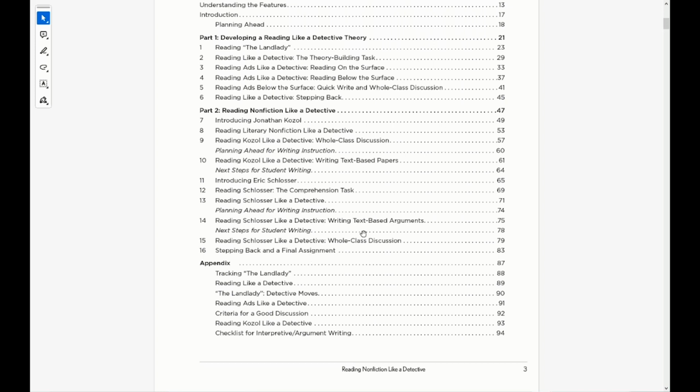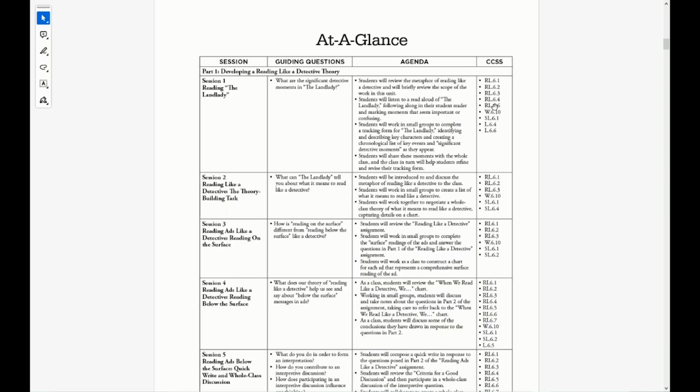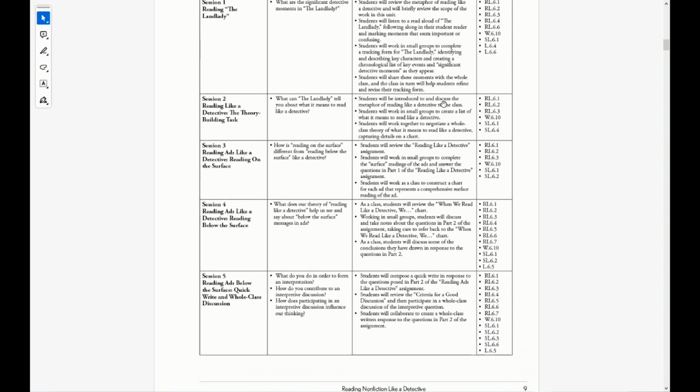In that final assignment in the very last session, students are going to take either of the two papers they've written and revise it and resubmit it, incorporating what they've learned about reading like a detective and writing about these topics. So I like to point out that as you are planning, it's often good to skim through the at-a-glance section in the books.